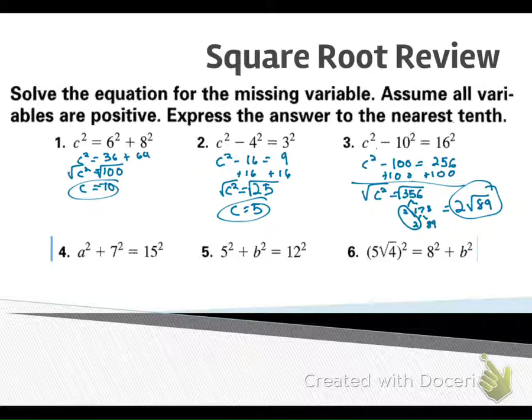For number 4, we're now solving for a squared. So we have a squared plus 7 squared, which is 49, equals 15 squared, which is 225. We're going to combine like terms. I'm going to subtract 49 over. I get a squared equals 176. We need to figure out if 176 is a perfect square. Nope. So what can we take out of 176? 2. So how many times does 2 go into 176?